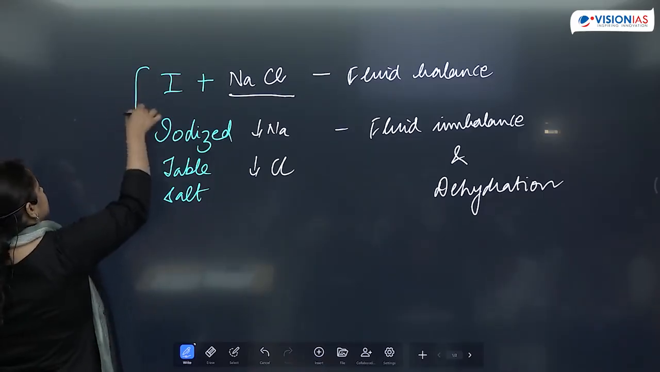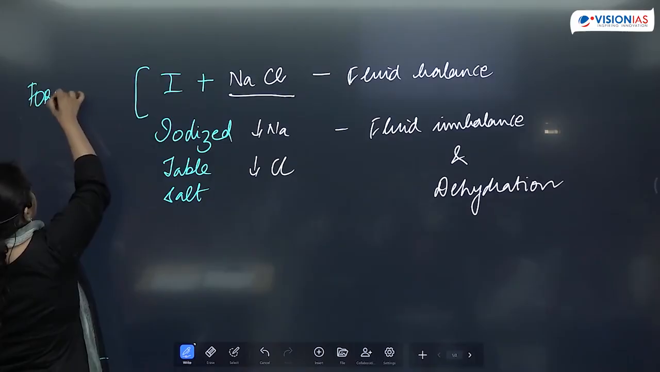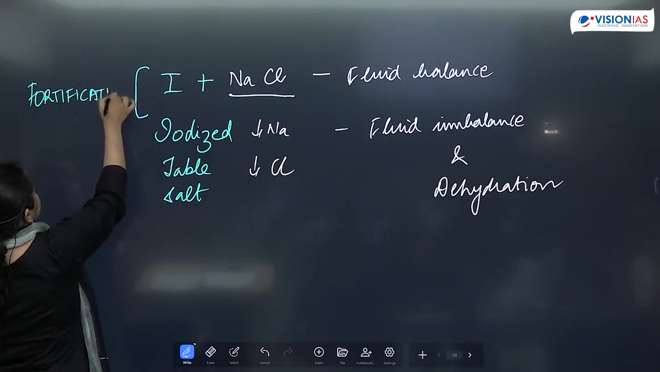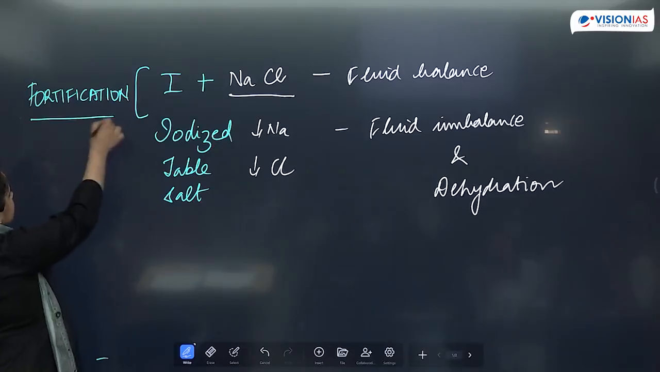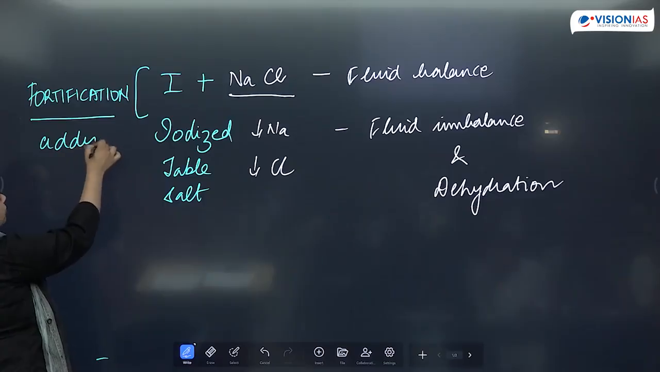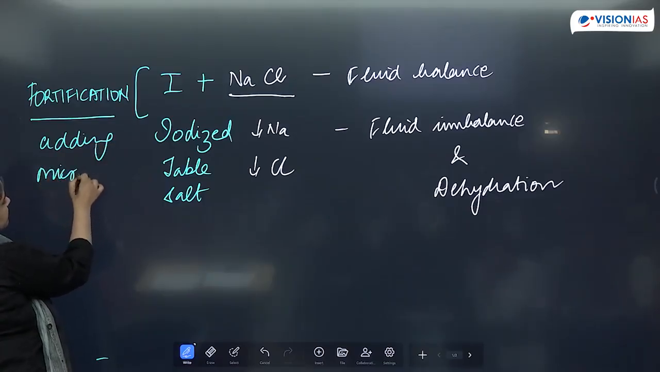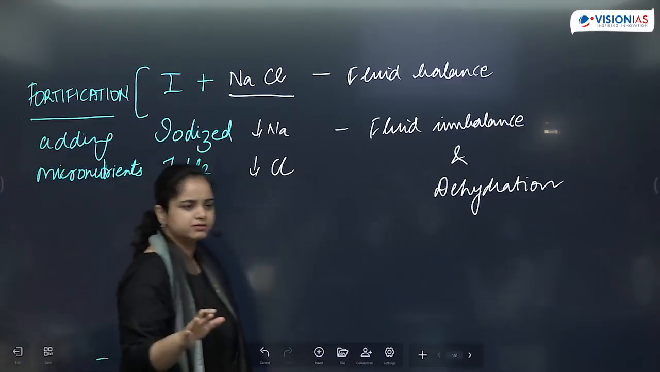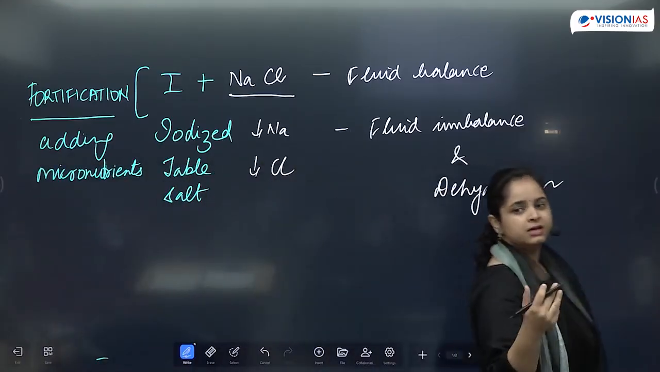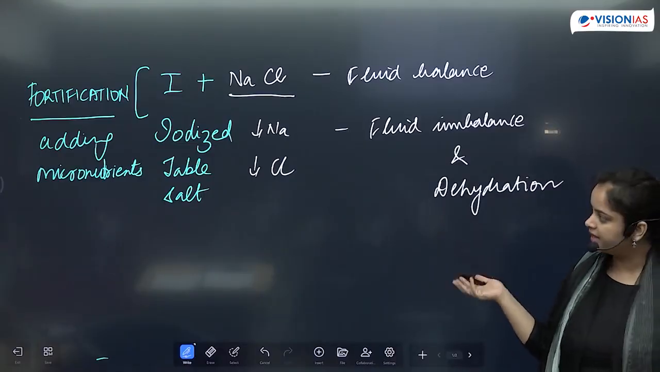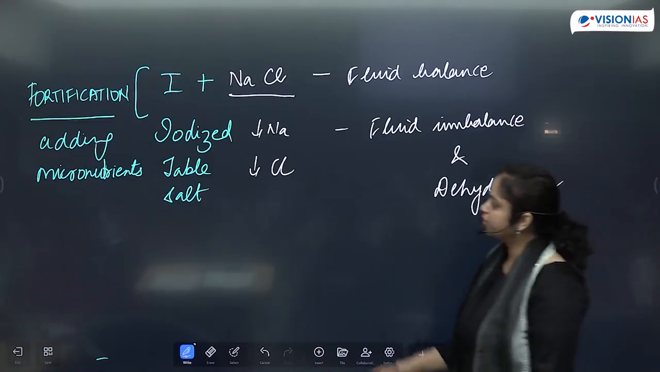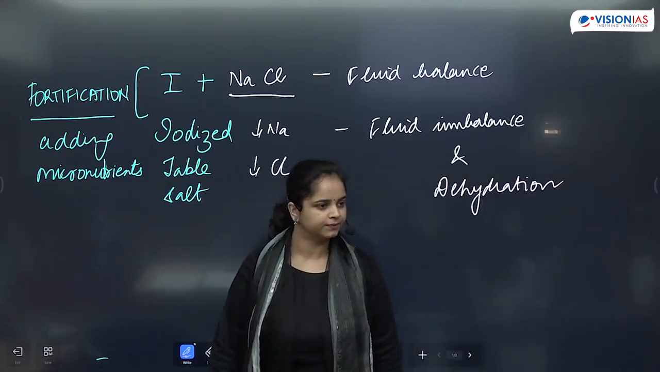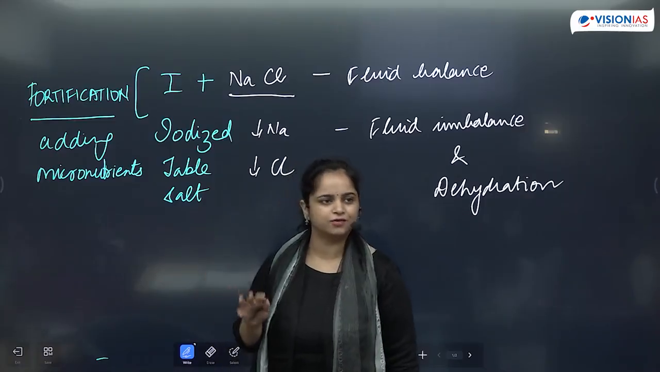There's a technical term to describe this process, and that is fortification. Fortification means any food item to which micronutrients are added from outside. Micronutrients means vitamins and minerals. Okay, so if we are adding extra vitamins or minerals, then that process is going to be called fortification. So this salt can also be called fortified salt, because iodine has been added from outside.